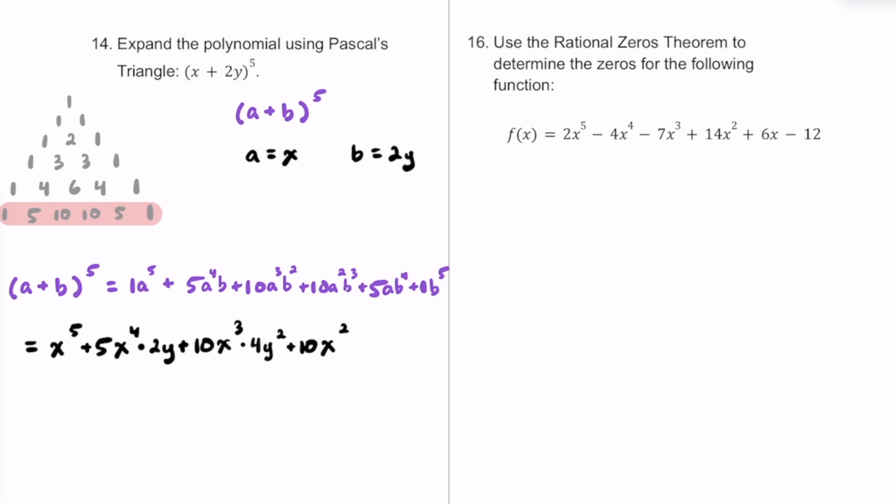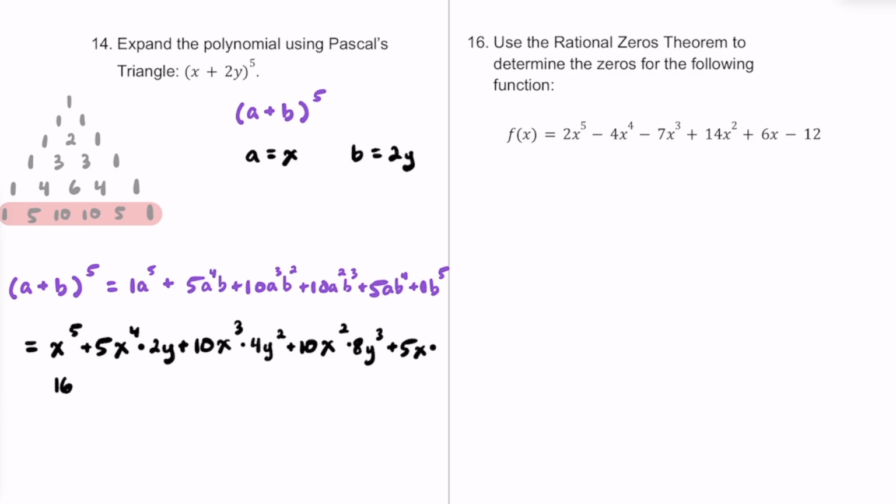Now if you cube the 2y, 2 cubed is going to be 8, so it's times 8. And then the y cubed is going to be y cubed. And then we're going to add on this 5 times what? 5 times a, which is x, and then b to the 4th power. Now 2y to the 4th power, 2 to the 4th power is 16. So it's going to be multiplied by 16 here.